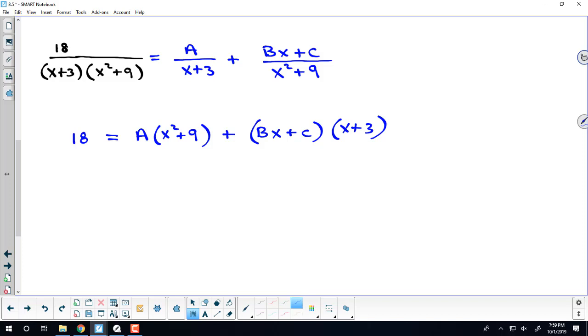So we could say let x equal -3. That would eliminate b and c and allow us to solve for a. But we still need to solve for b and c. So either way, if you go that route, you still have to set up the longer approach to figure out what B and C are.